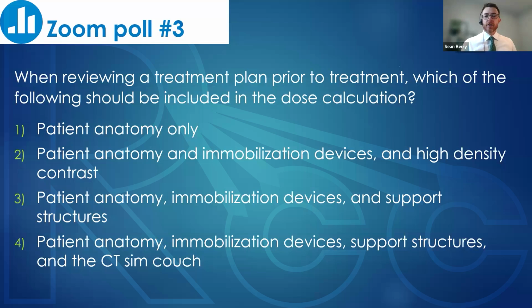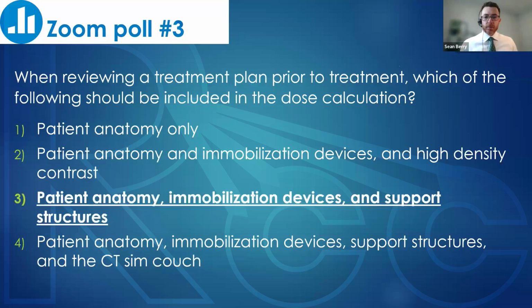Perfect. Great. So the majority of people said number 4. Let's see. Patient anatomy, immobilization devices. So it's true, you want the patient anatomy, the immobilization devices, the support structures. But when you're doing your dose calculation, you do not want the CT simulation couch, because that was the couch that the scan was acquired on, but not the couch that's going to be used for treatment. If you have the model in your planning system, you would want to include your Linac couch, which I think is one of the things we meant by support structures here.